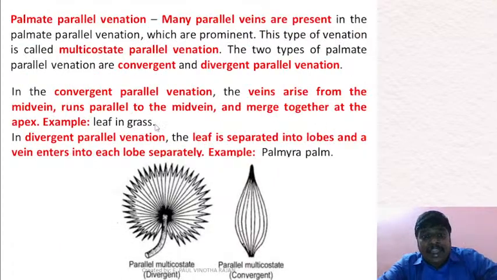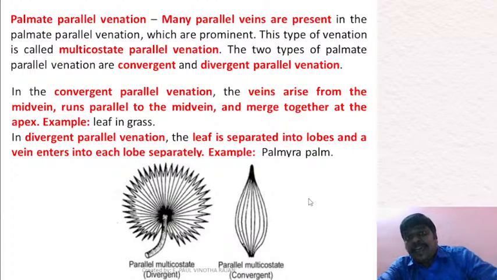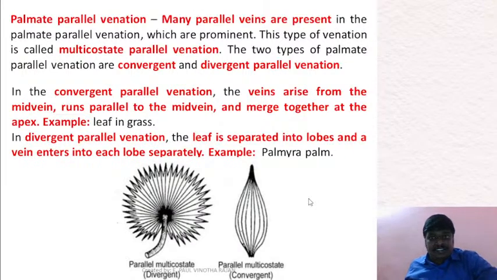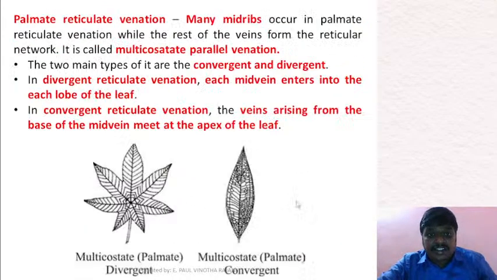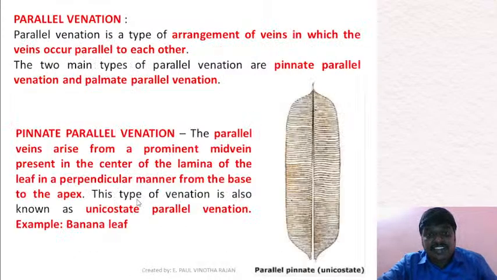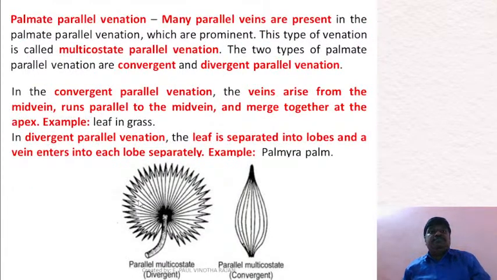And then palmate parallel venations. In the palmate parallel venation, many parallel veins are present, but you can see that there is only one midrib, whereas in the previous case, you can see that there are 7 midribs, whereas here it contains only one midrib. But still they are called multicostate parallel venation. The veins are parallel to each other.